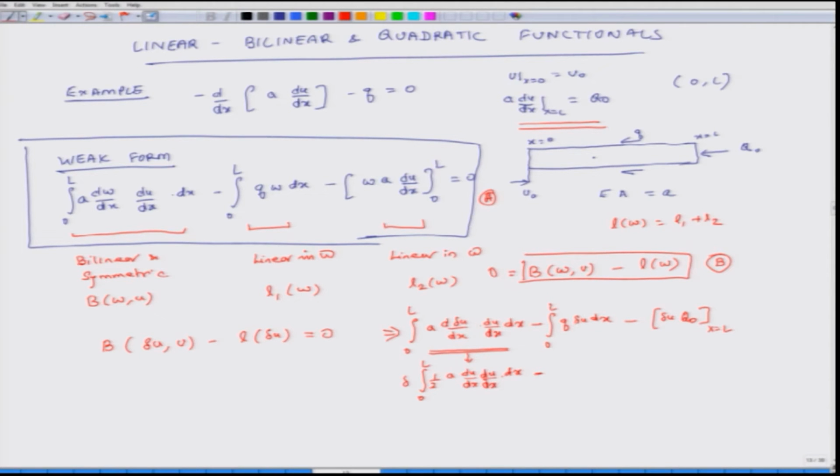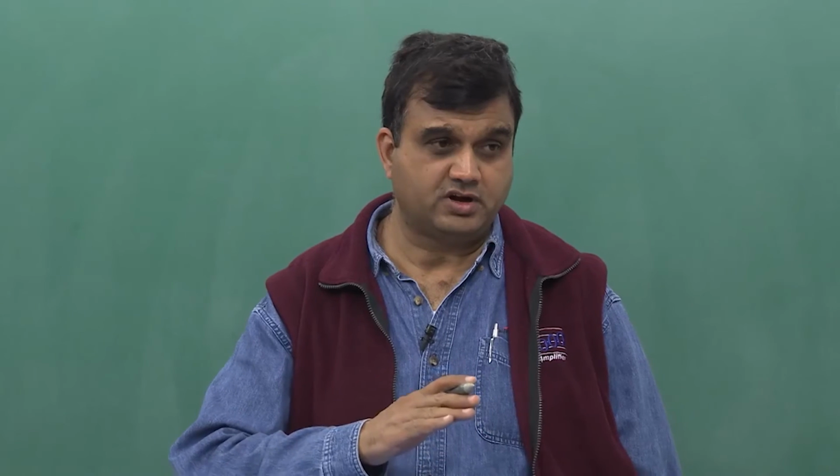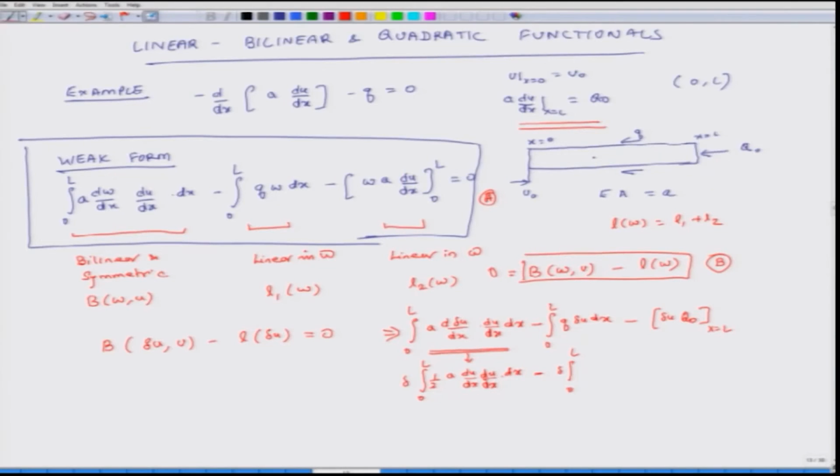I can move this variation operator outside the integral based on the discussion which we had 2 weeks back, that I can switch the differential operator and the variation operator back and forth, and for the same reason I can also switch the integral operator and the variation operator back and forth. So, I can take variation out. So, this becomes q dx, and then this is variation of u times q naught at x is equal to L, and this is equal to 0.